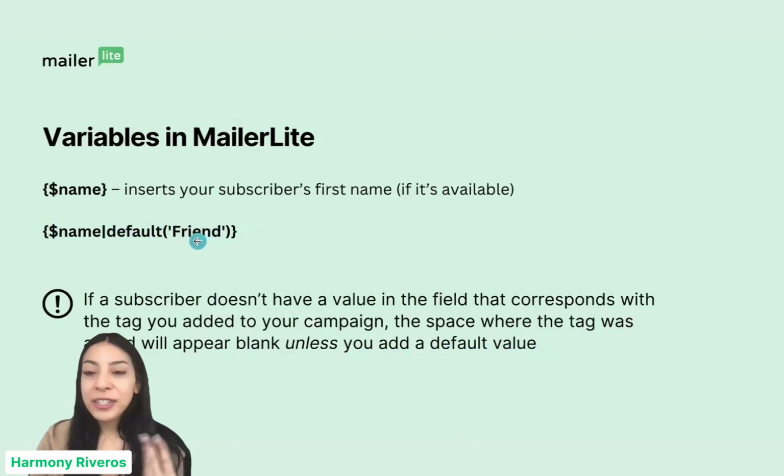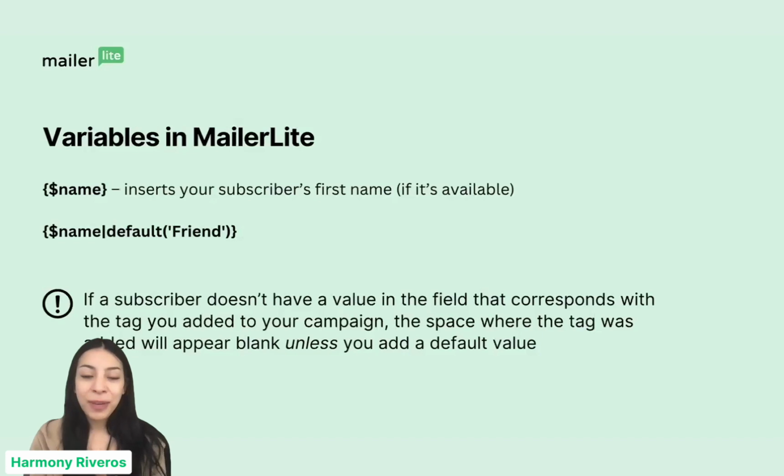So friend is just an example. But basically what this will do is it will replace the name value with the word friend, or that could be anything. It could be reader, whatever it is, if you want to do something that relates to your branding. Essentially, this is the format that you would use. So you would insert this variable where you have the name be. And again, if there's no name in their profile, then it will insert this other value that you have.